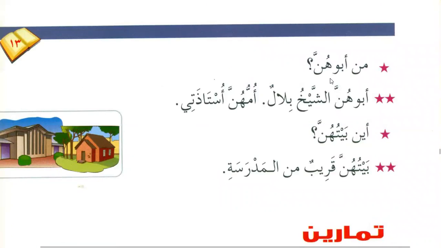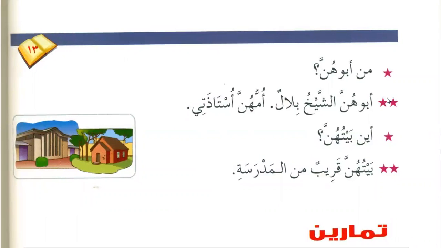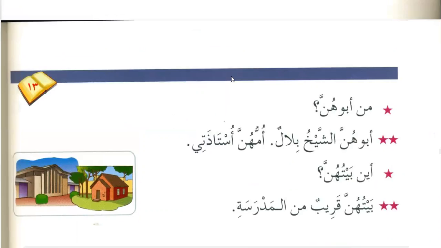Man abu hunna, who is their father? Abu hunna ash-shaykhu bilalun, their father is Sheikh Bilal. Ummuhunna ustazati, their mother is my teacher. Aina baytuhunna, where is their house? Baytuhunna karibum minal madrasati, their house is near the school.